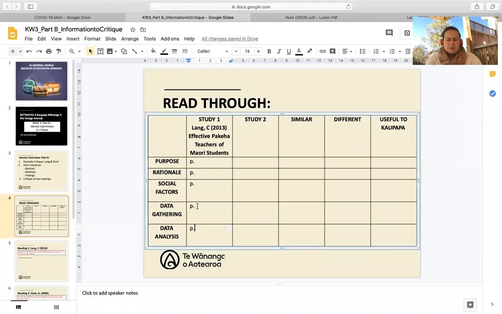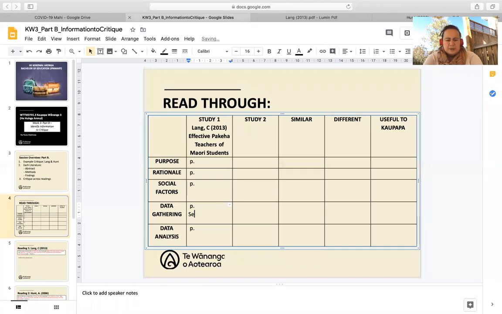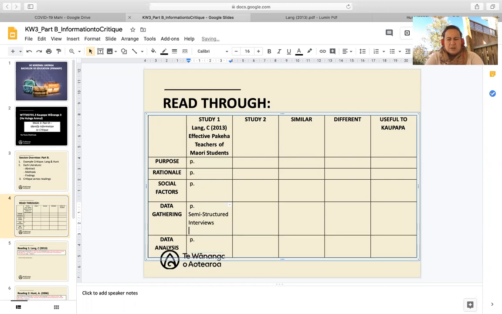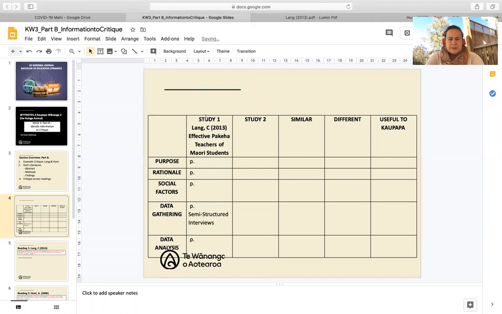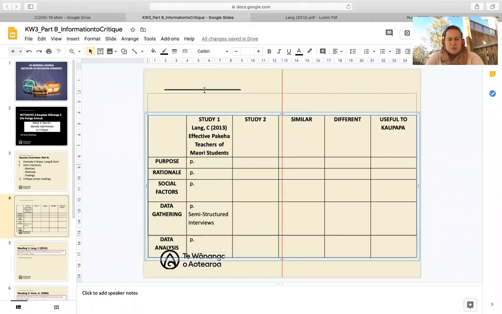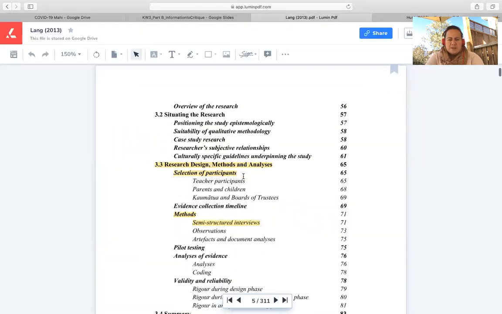So data gathering, anyway, I'll put the pages in later, but semi-structured interviews, I'm sure that's what I saw. Yeah, semi-structured interviews. Okay, I'm just going to delete that because it's getting in the way. Just give us more room. Semi-structured interviews. What else have we got here? So she's using teacher, parents, and children.